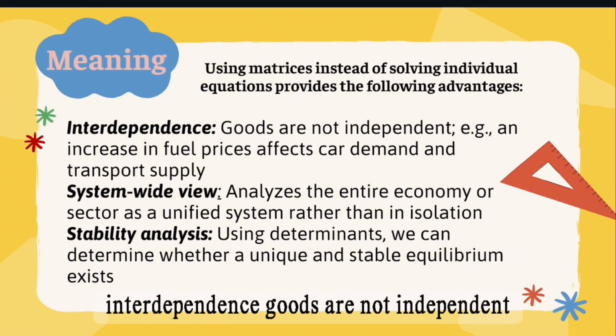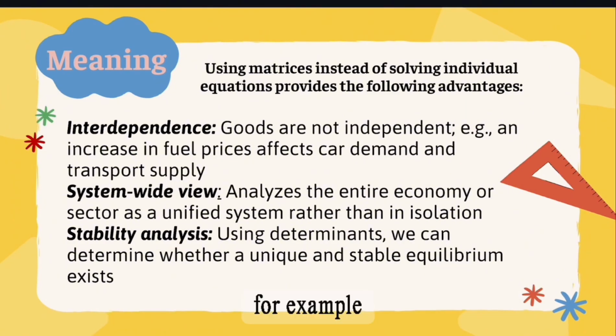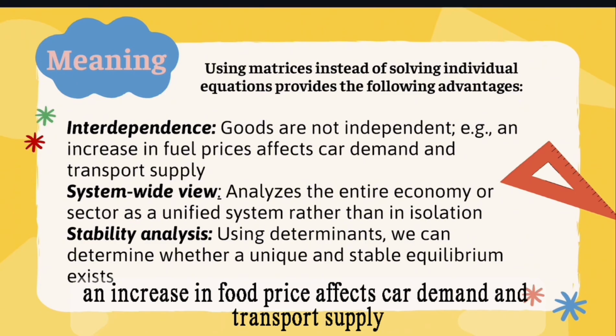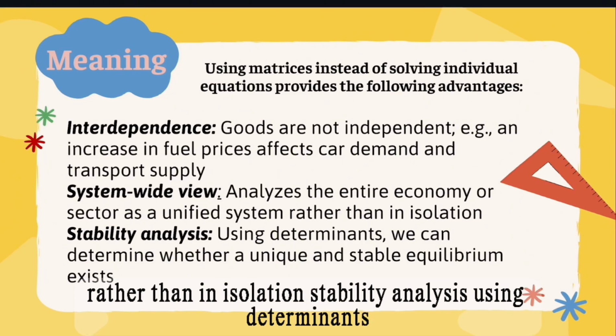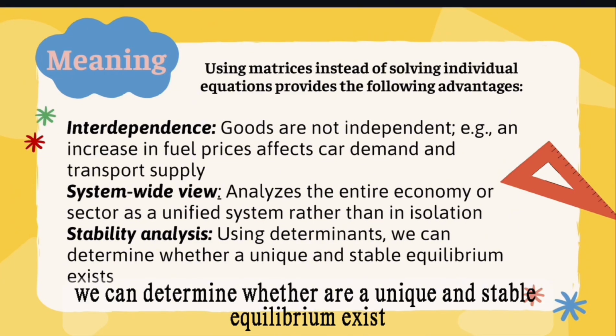Interdependence: goods are not independent. For example, an increase in fuel price affects car demand and transport supply. System-wide view: analyze the entire economy or sector as a unified system rather than in isolation. Stability analysis: using determinants, we can determine whether a unique and stable equilibrium exists.